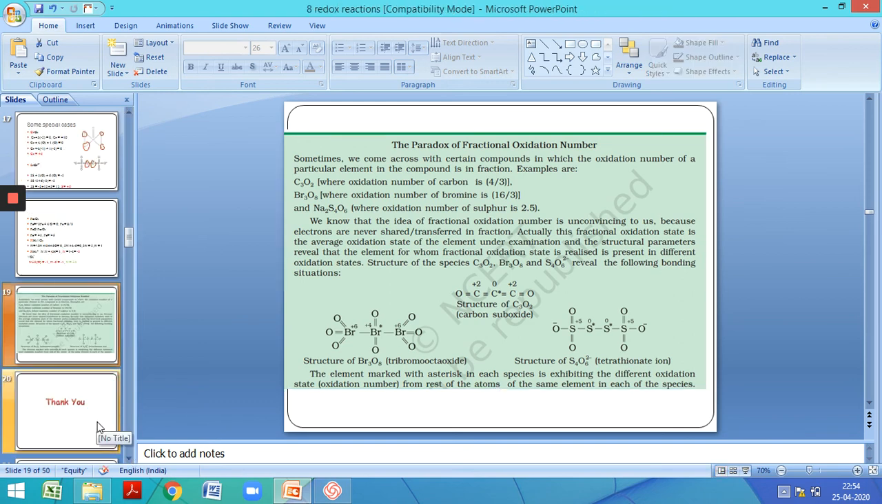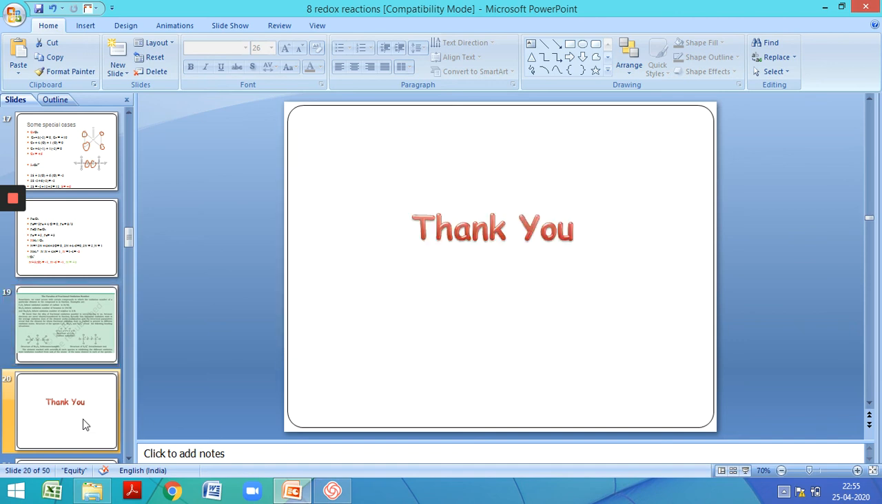These were some of the paradoxical fractional oxidation numbers, boxed information in your NCERT. Hopefully you've understood oxidation numbers, how to find out oxidation numbers. Thank you.